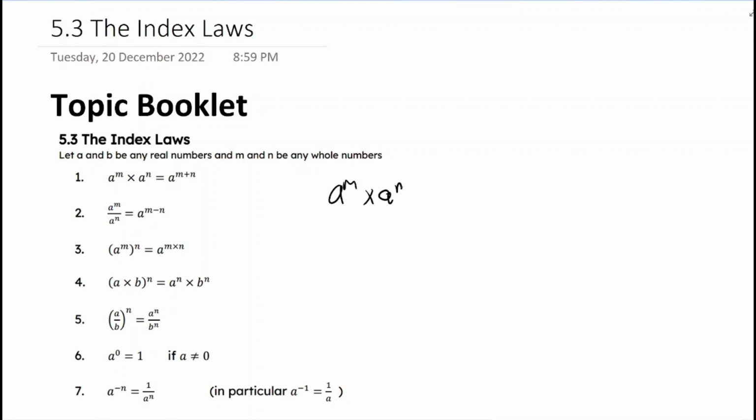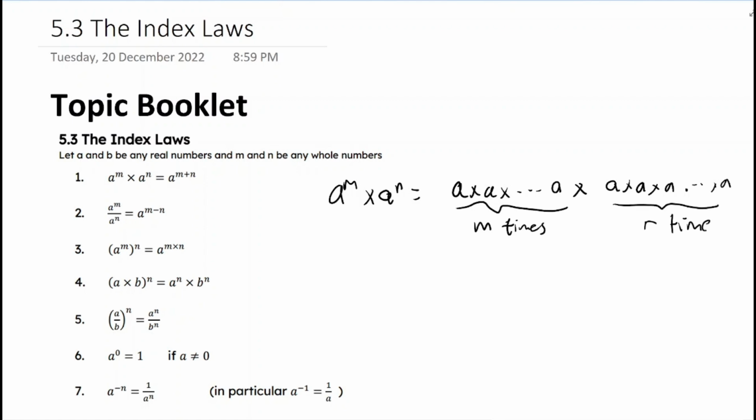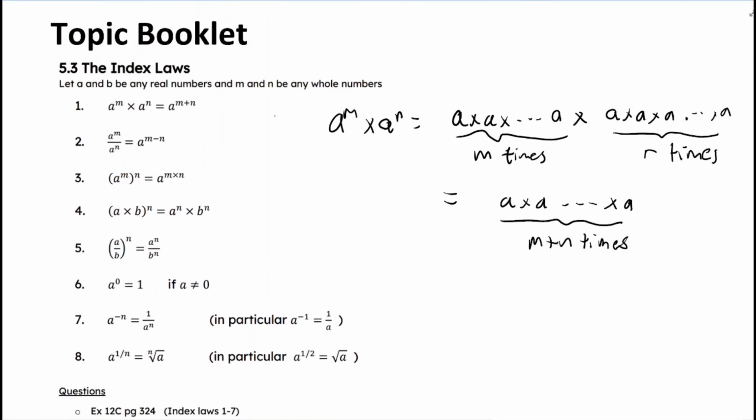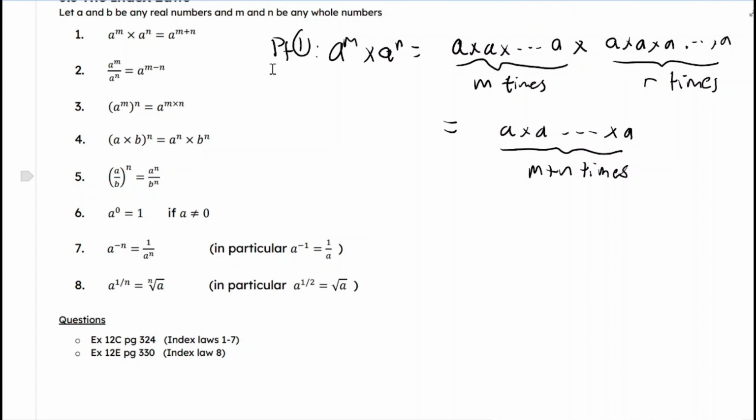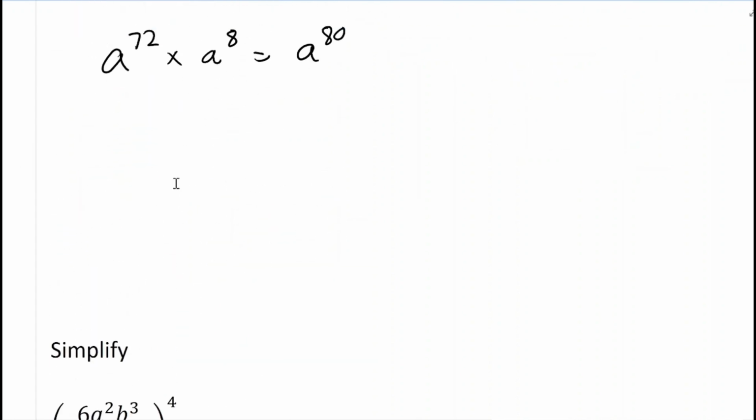A to the m times a to the n is going to be a times a times a, and that is m times, multiplied by a times a times a times a, and that thing there happens n times, which is equal to a times a all the way through. Well, if you have m times and then n times, you've got m plus n times. So that's sort of how you go about proving these index laws. And you could try and prove the others as an exercise. It's pretty similar. But let's do examples of all the other index laws here.